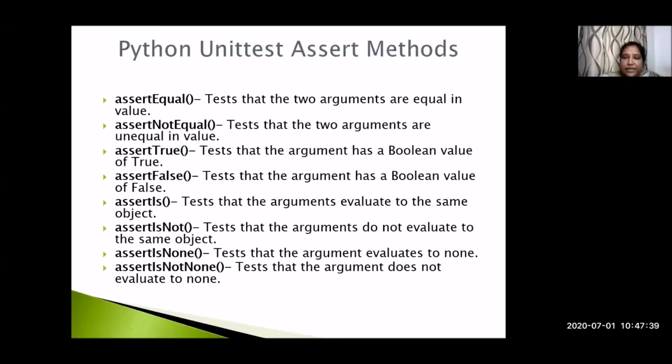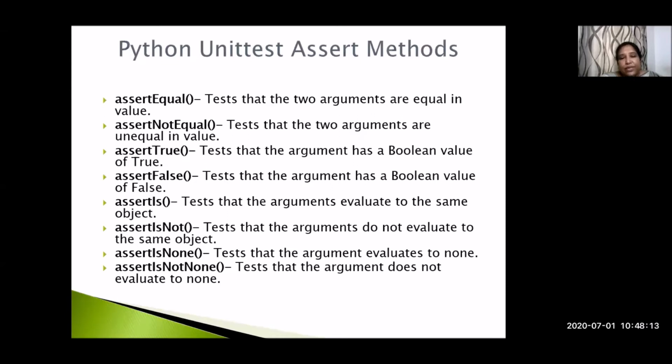Once you are taking a boolean value, definitely this is a true or false condition only. The next one is assert is, that is, the arguments evaluate to the same object. And if assert is not is given, the arguments do not evaluate to the same object. The next one is assert is none, that is, the argument evaluates to none. And assert is not none means the argument does not evaluate to none.